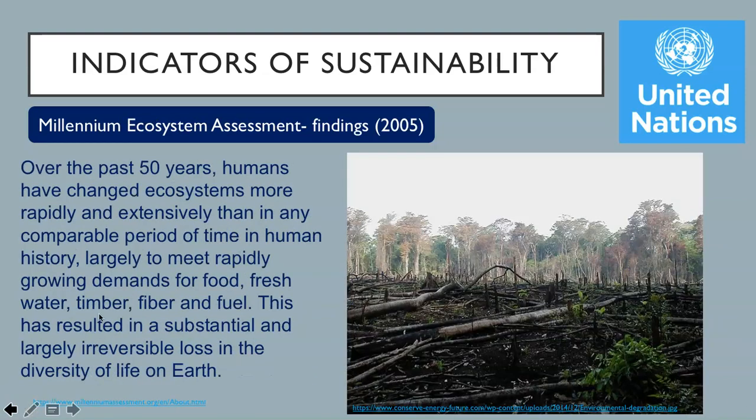One summary of the findings is that, over the past 50 years, humans have changed the ecosystems more rapidly and extensively than in any comparable time period in human history, largely to meet rapidly growing demands for food, fresh water, timber, fiber, and fuel. This has resulted in a substantial and largely irreversible loss in the diversity of life on Earth. I will review some of the specifics of these extensive changes.